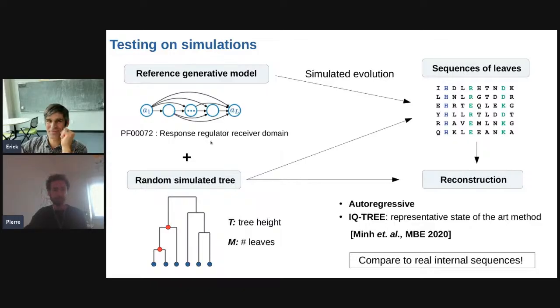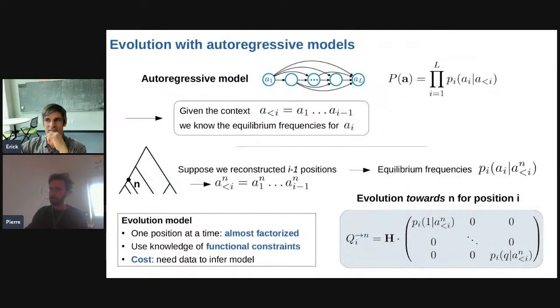Yes. Could I interrupt you for a sec? I was hoping... it wasn't obvious to me that we're working in a phylogenetic context here. Maybe you can go back to the previous slide. Just walk us through what the sequence of events is.